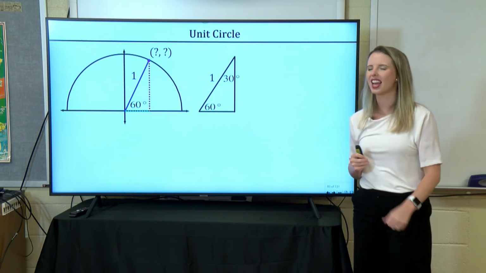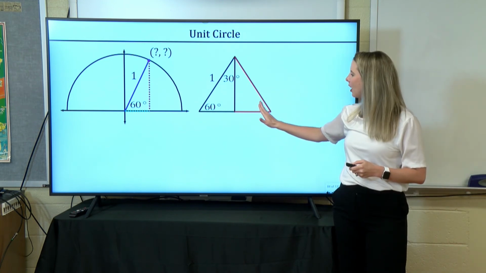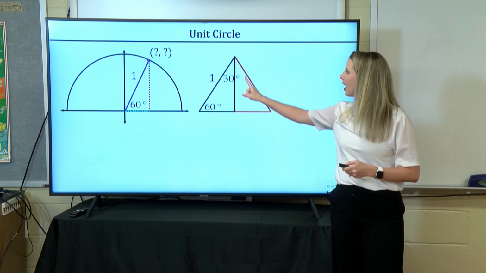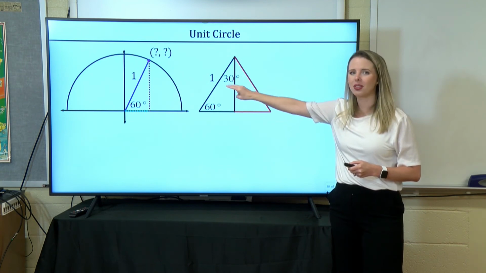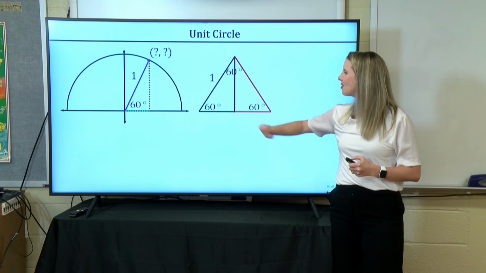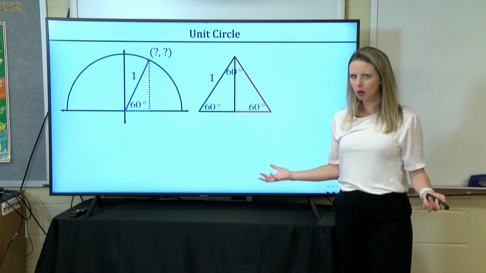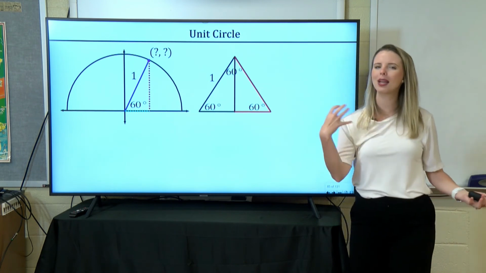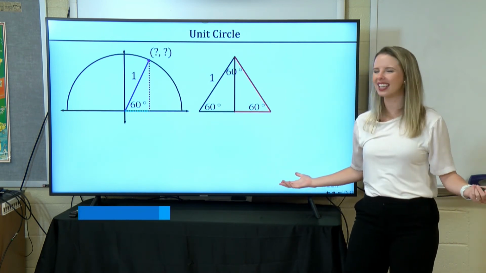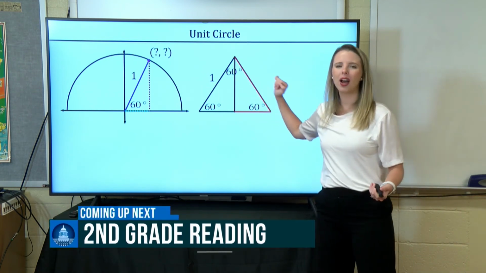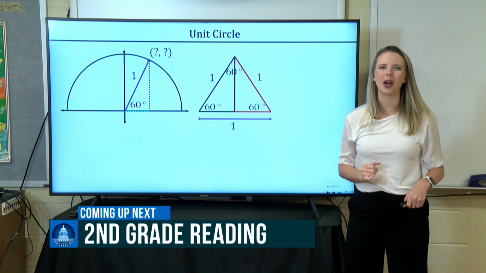Watch this. If we extend our triangle, we now know that this angle is 60. This angle up here is 30. 30 plus 30 equals 60. So now I have a 60, 60, 60. That's equiangular. So what does that mean about my side lengths? It's equilateral, right? So if this side is 1, what do I know about my other two sides? They're all 1 as well.